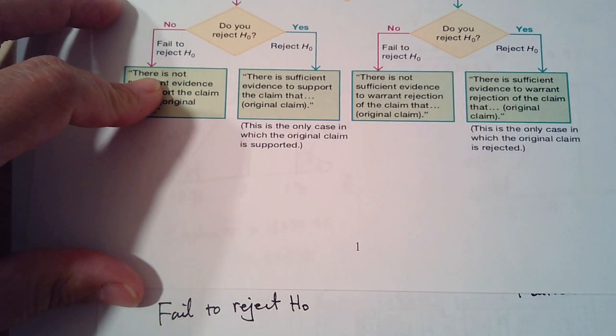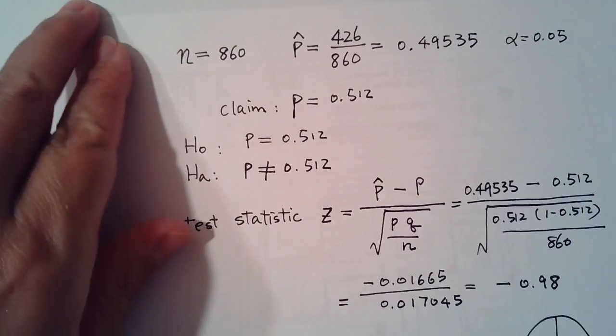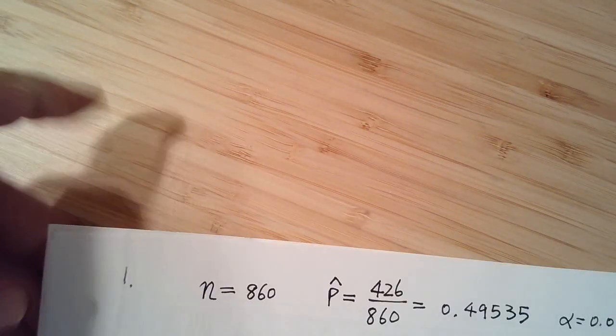So you're going to say there is not sufficient evidence to warrant rejection of the claim, because you cannot reject the claim that, and the original question was 51.2%.